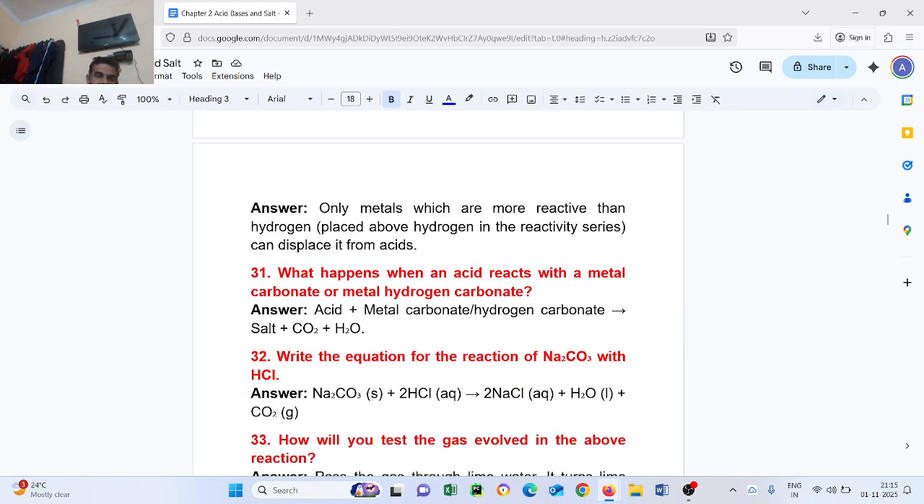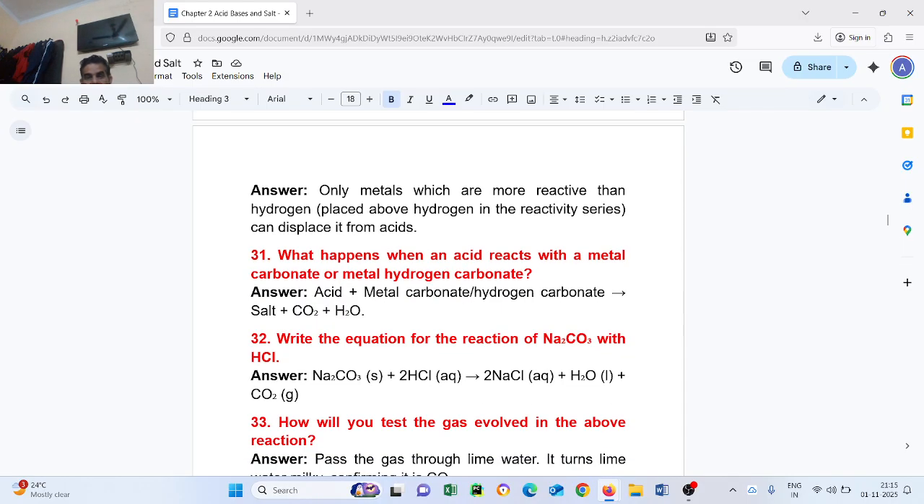Question number 32. Write the equation for the reaction of sodium carbonate with HCl. Na2CO3 plus 2HCl gives 2NaCl plus water plus carbon dioxide.